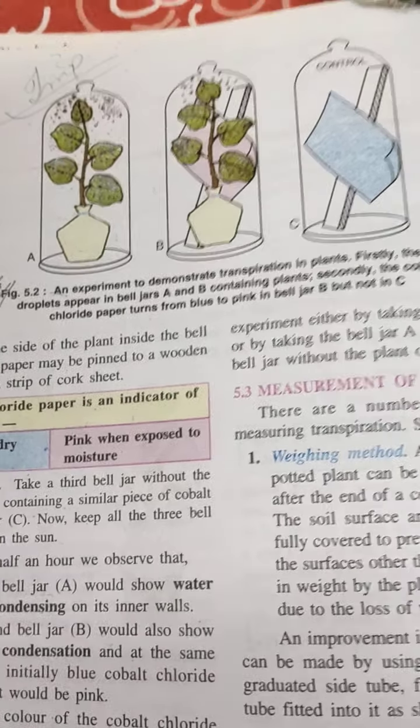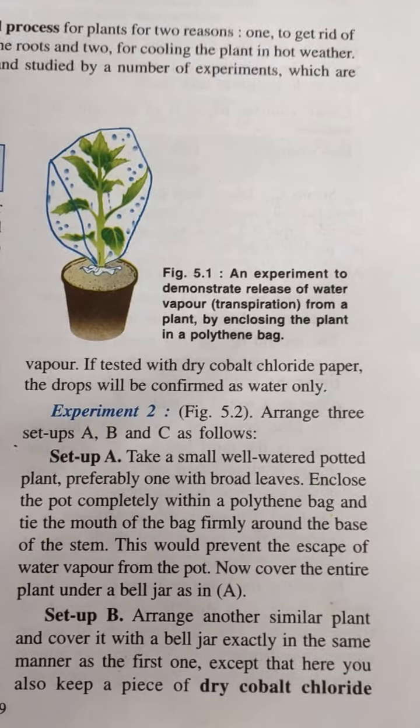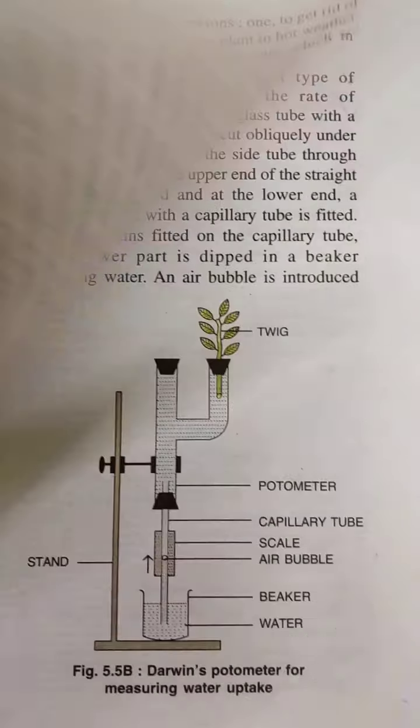We'll come to that. Take a small well-watered potted plant, preferably one with broad leaves. Enclose the pot completely within a polythene bag and tie the mouth of the bag firmly. This would prevent the escape of water vapor from the pot. Now cover the entire plant under a bell jar as in A. Just now I have shown you the diagram.